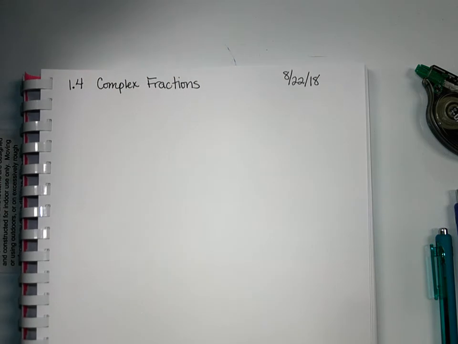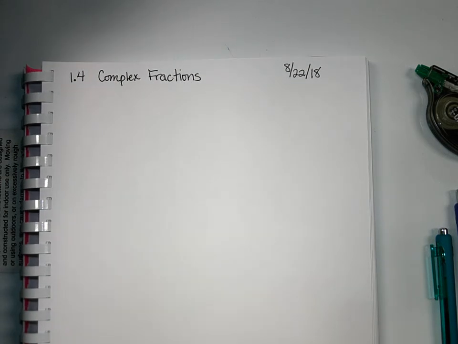Alright, so hopefully today you've gotten a grasp of how to simplify rational expressions, because what we're going to go over tonight is complex fractions. And complex fractions are essentially the sum or difference of a rational expression in the numerator and the sum or difference of a rational expression in the denominator, otherwise known as fractions within fractions.